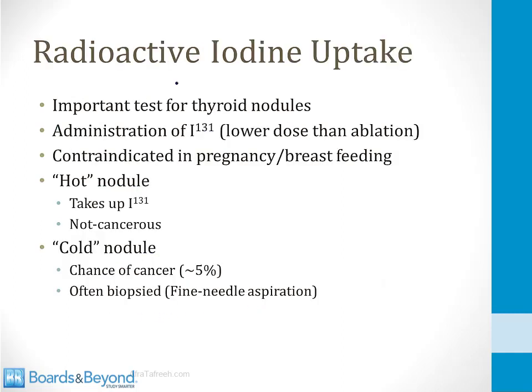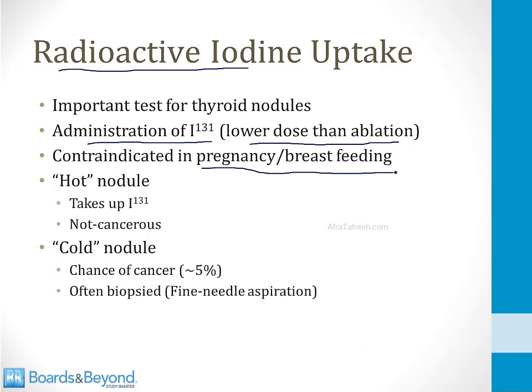In addition to being used as a therapy for toxic adenomas, radioactive iodine is also useful for workup of thyroid nodules. The concern anytime you detect a thyroid nodule is that it may be a toxic adenoma, but it may also be a cancer, and you can use radioactive iodine to help sort that out. The way you do this is you administer a small dose of iodine 131. It's usually given orally as a pill. This is a much lower dose than is used for ablation. Obviously, this is contraindicated in pregnancy or breastfeeding because you don't want to expose the baby to radioactive iodine.